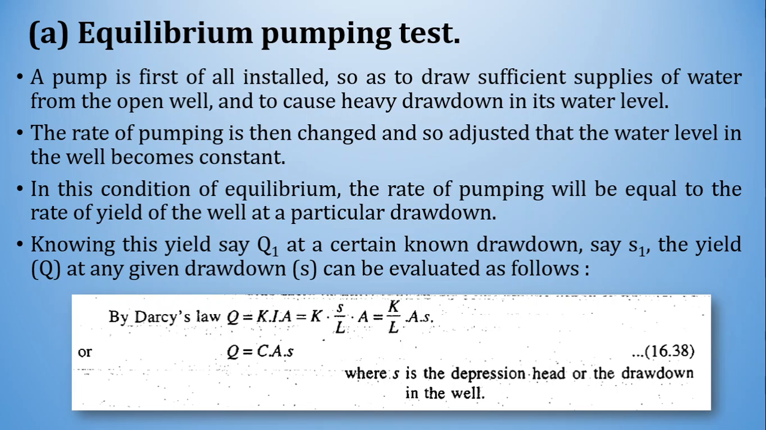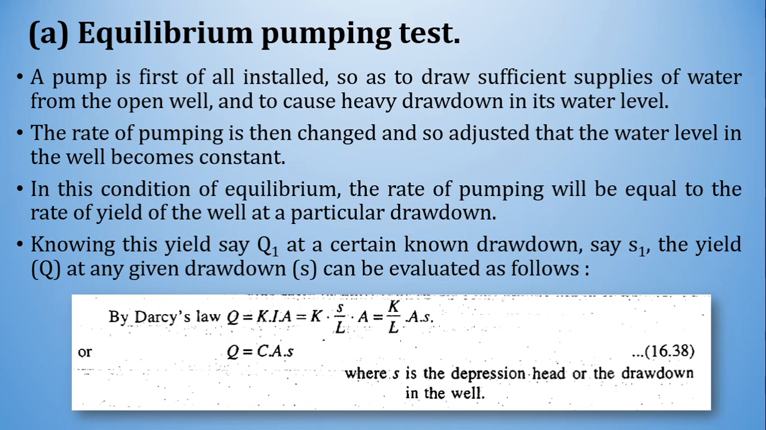In this condition of equilibrium, the rate of pumping will be equal to the rate of yield of the well at a particular drawdown. Knowing this yield, say Q1, at a certain known drawdown, say S1, the yield Q at any given drawdown can be evaluated with the help of Darcy's law as follows. By Darcy's law, Q is equal to Ki into A, which is K into S upon L, that is the hydraulic gradient, into A, the area of the aquifer, which is further equal to K upon L into AS.